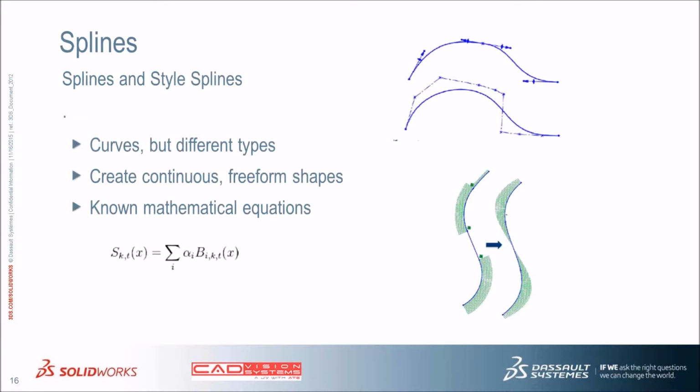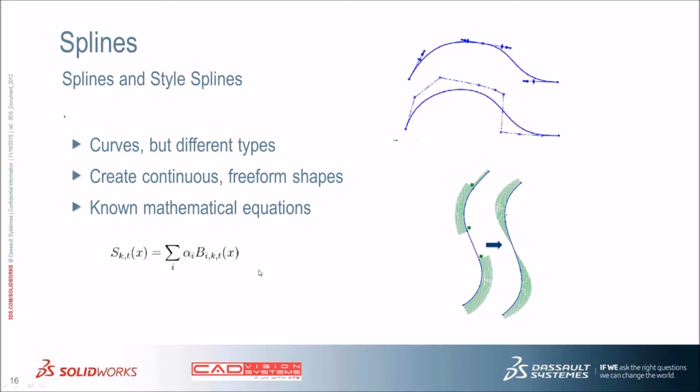Now let's go to the third section, splines. In SolidWorks there are splines and style splines. A spline is like this. Style splines will use these handles to control them instead. They are curves, but they are different from a mathematical aspect. Style splines are basically Bezier curves, if I'm not mistaken. Splines are B-splines. Their purpose is to create continuous freeform shapes.